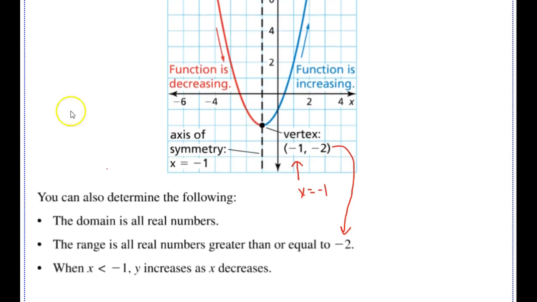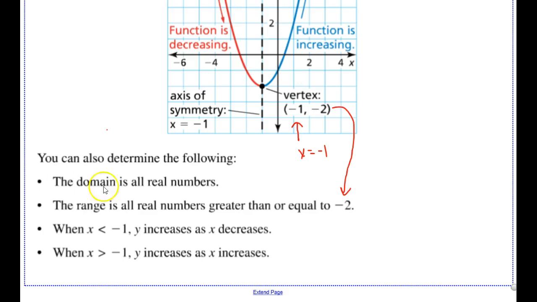So I also see that when x is less than -1, so when my x is here, my function is decreasing. So when my x is greater than -1, my y increases.